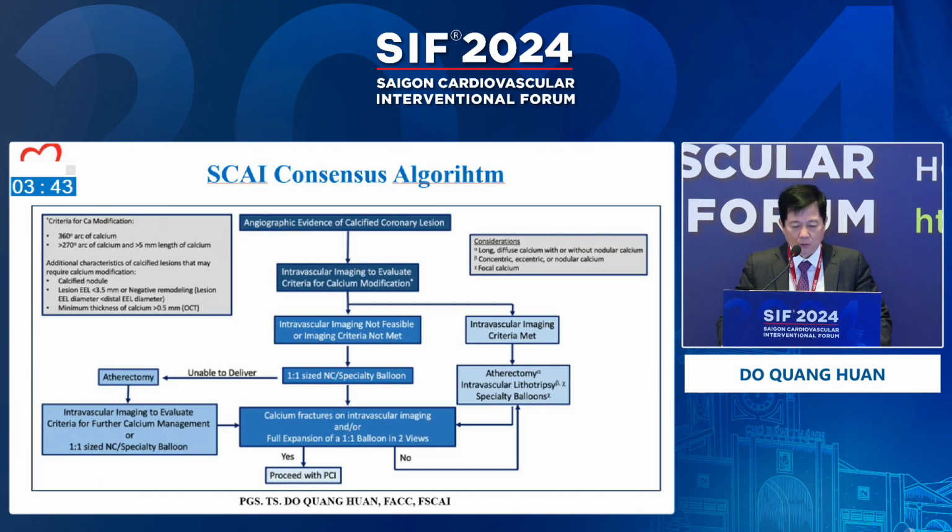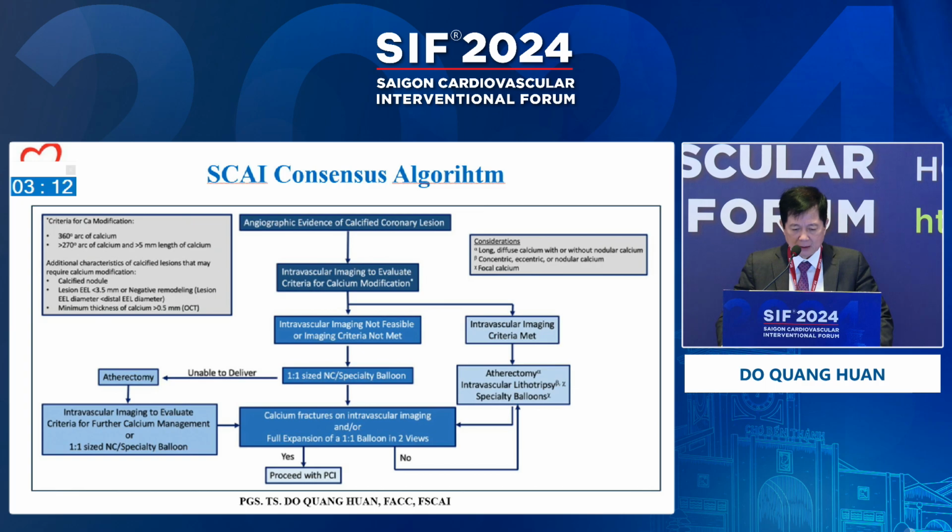The SCAI consensus algorithm 2023 shows that if the angiographic image shows the patient has a heavy calcified lesion, we should prepare the lesion with a scoring balloon or NC balloon 1 to 1. If we cannot cross, or the lesion is not well prepared, we use the rotaplator.